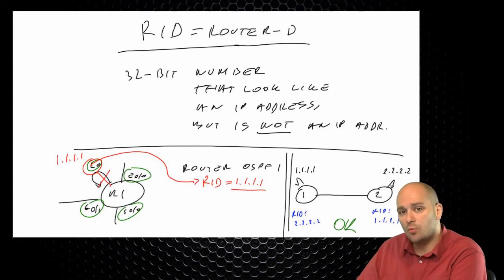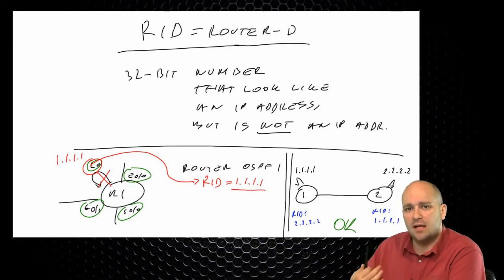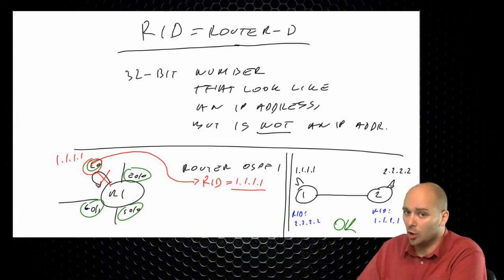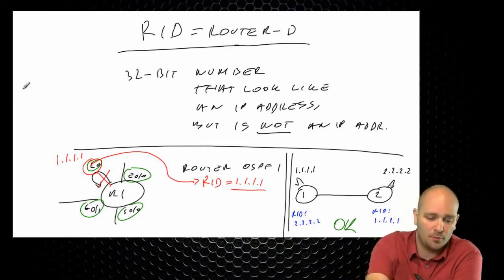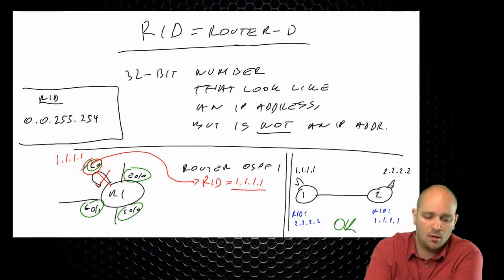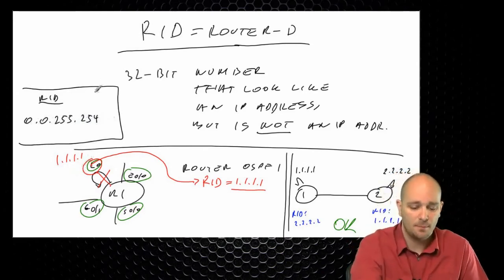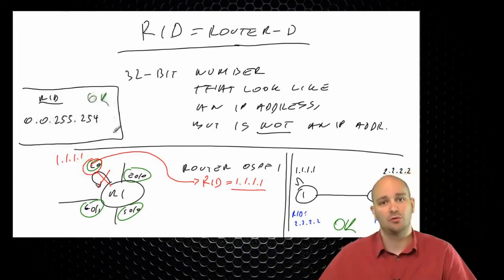Now, the reason why most candidates or most network engineers would struggle with this is that our immediate gut feeling is, oh, router ID is an actual IP address. Just remember this, it looks like an IP address, but it's not an IP address. Another example is, for example, this. This is a perfectly valid router ID. Now, this is a very invalid IP address, but this is an okay router ID.